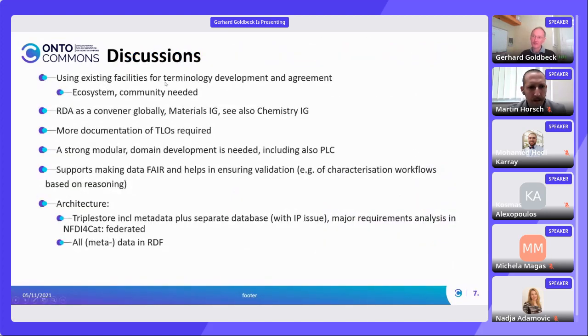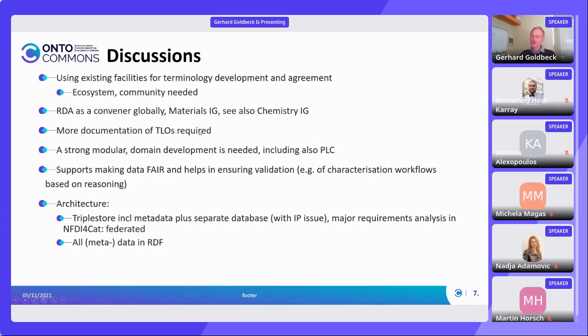So the discussion then also focused, with many questions, around these same type of stories around the ecosystem, and where we can use existing facilities such as the portal technologies, like Matportal. The RDA was mentioned as a kind of global convener. There's the materials interest group, which is becoming more active and more global again. There's also the chemistry interest group.